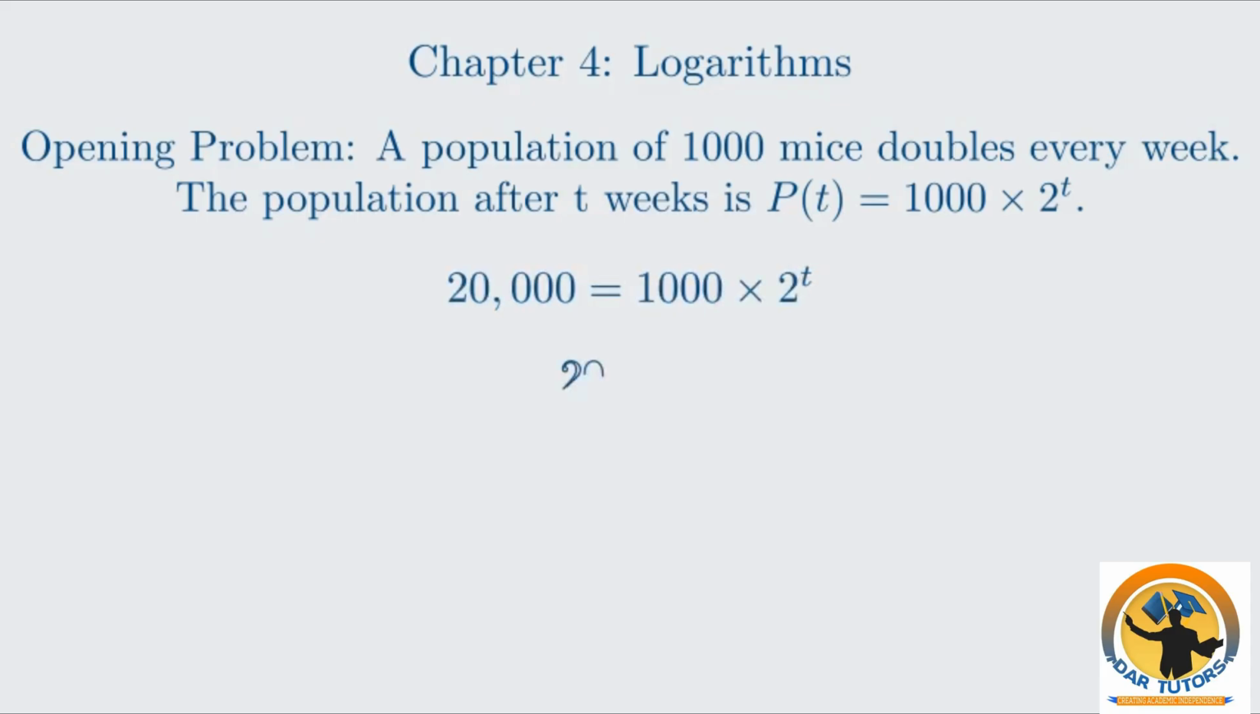First, we can simplify this by dividing both sides by 1,000, which gives us 20 equals 2 to the power of t. This equation asks, to what power must we raise 2 to get 20? We know that 2 to the power of 4 is 16, and 2 to the power of 5 is 32. So, the answer, t, must be somewhere between 4 and 5. But how do we find the exact value? This is where logarithms come in.